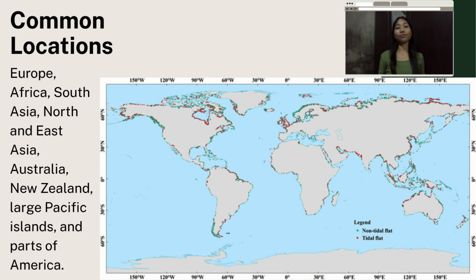You will see in the picture, it is from the research article entitled Automated Mapping of Global 30-meter Tidal Flats Using Time Series Landsat Imagery, Algorithm, and Products. I searched this for you to know the locations of tidal flats. This map shows the color green for the non-tidal flat and red for the tidal flat locations.